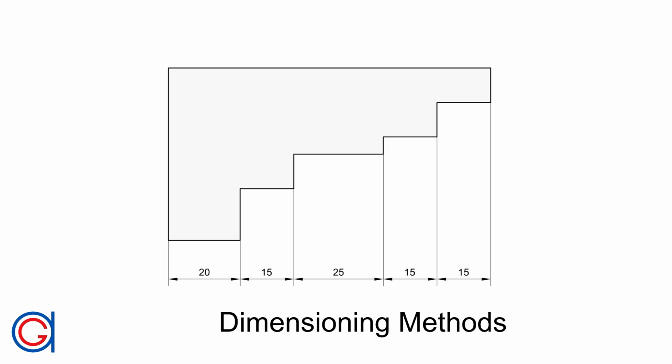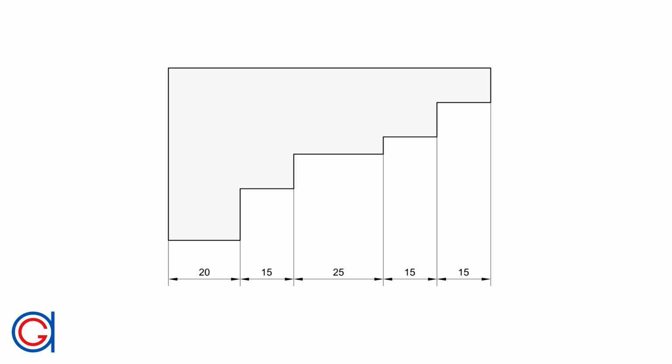Number one is chain dimensioning, which can be seen on the screen. We should only use this method when the accumulation of tolerances will not affect the part, as the possibility of making measurement errors can accumulate.